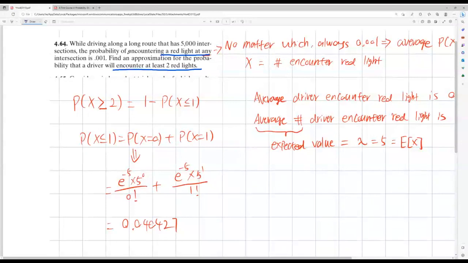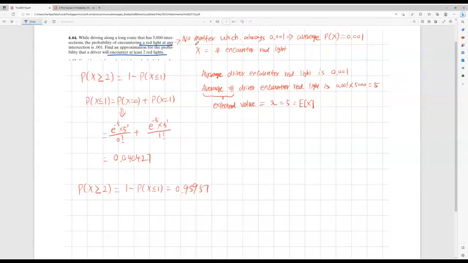And here, we know the probability of encountering a red light is 0.001. That means no matter which intersection, the probability will always be 0.001. That means the average probability of x is 0.001. Then we just calculate the average number by 0.001 times 5,000, because there are 5,000 intersections total. And we got our average number. That would be the expected value, lambda.